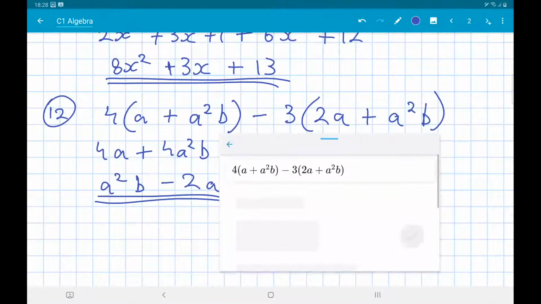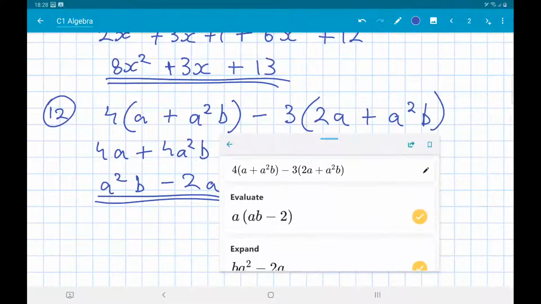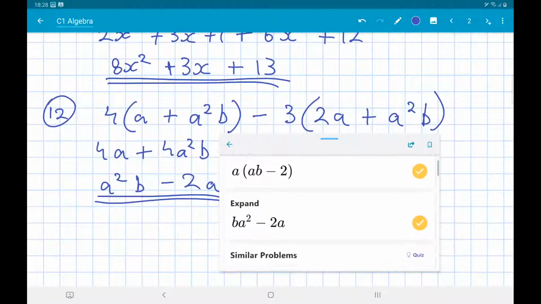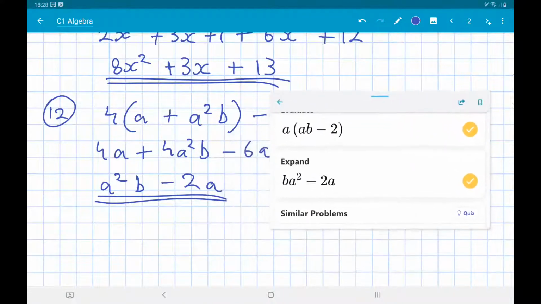Right. Now, I'm not entirely sure if this will actually work, but yeah. So, ba squared minus 2a. That's what we got. That's absolutely what we got.